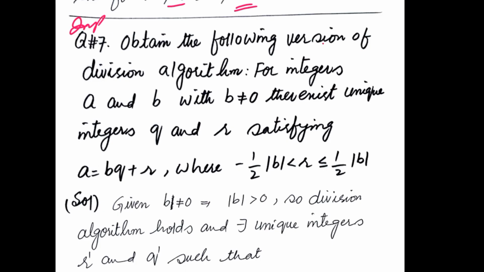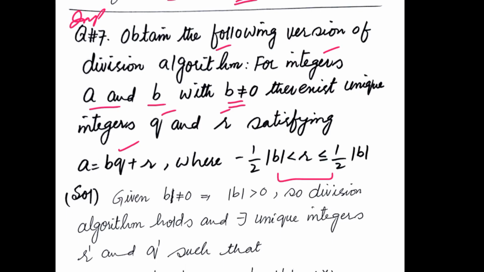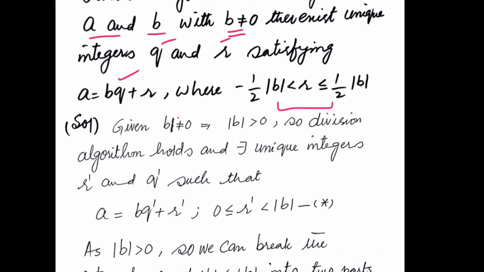Obtain the following version of the division algorithm. This is also another form of the division algorithm. This question says that for integers a and b, where b is non-zero, there exists a unique integer q and r satisfying the equation a is equal to bq plus r. Now your r lies between these two intervals in the absolute form. It is given that b is non-zero.